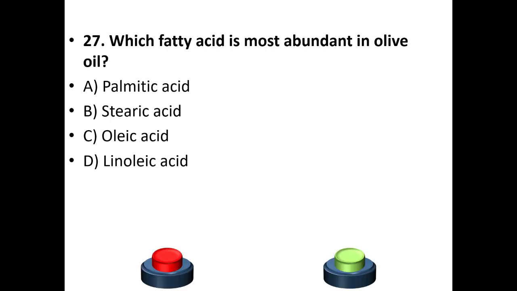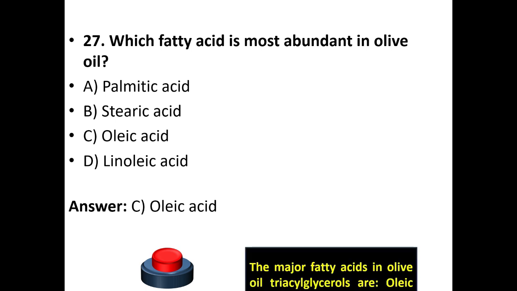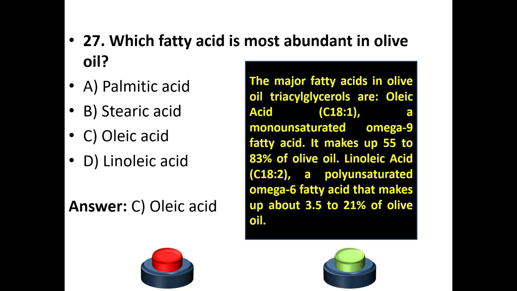27. Which fatty acid is most abundant in olive oil? Palmitic acid, stearic acid, oleic acid, linoleic acid. Which is the answer? In olive oil, the answer is C. Oleic acid.